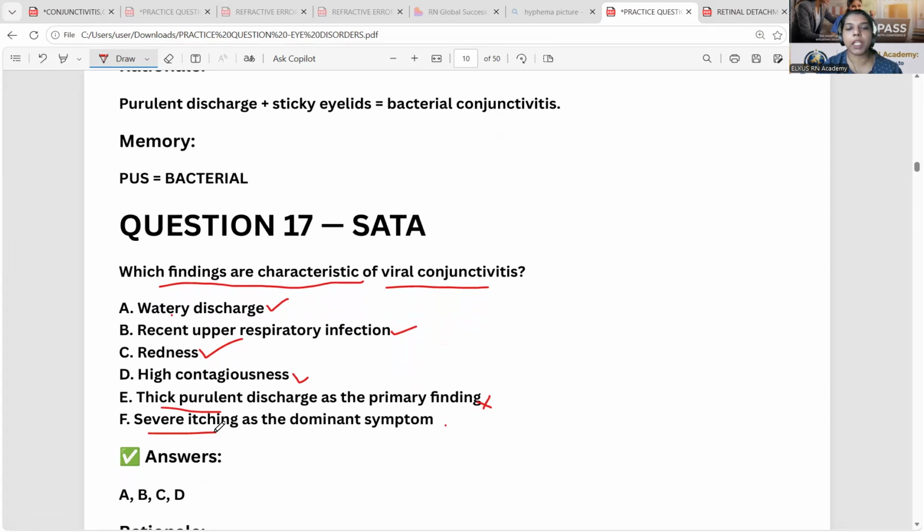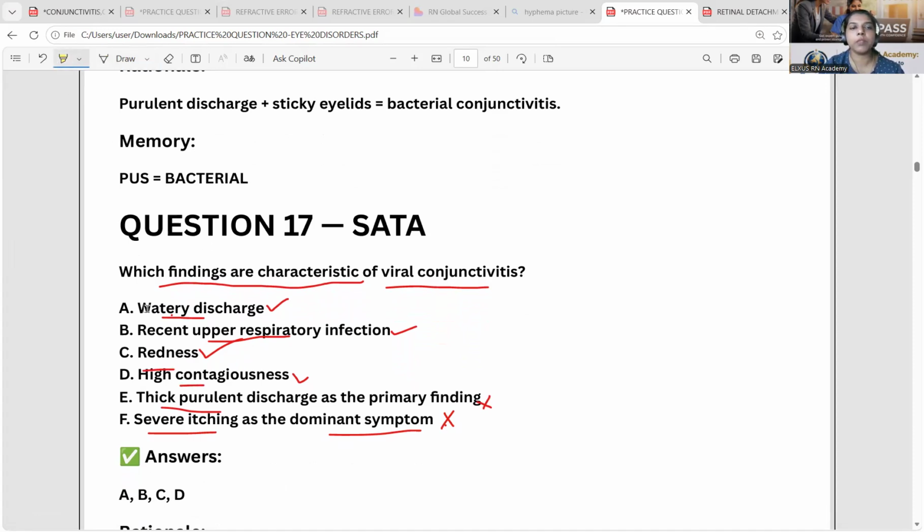Because severe itching alone cannot be a dominant symptom for viral conjunctivitis. So the answers are watery discharges, recent upper respiratory tract infection, redness, and highly contagious. These are the significant symptoms supporting viral conjunctivitis. So I hope you understood the symptoms related to conjunctivitis.